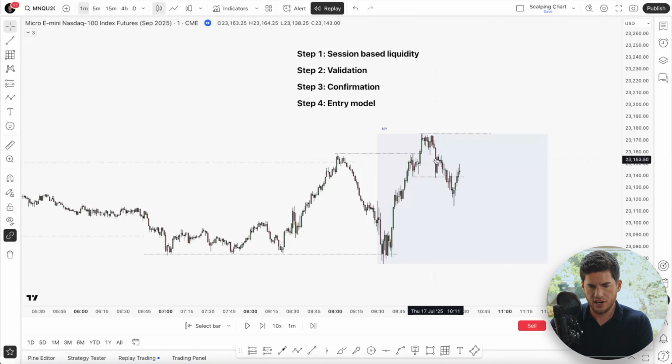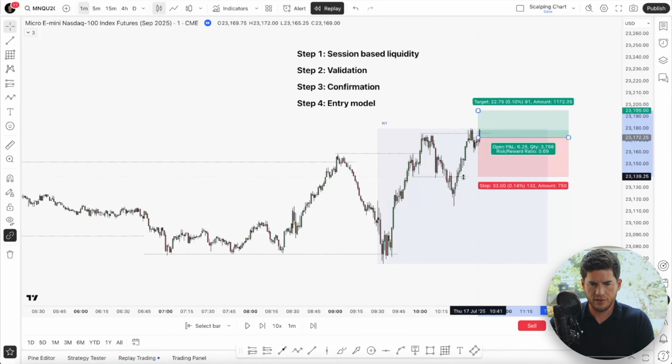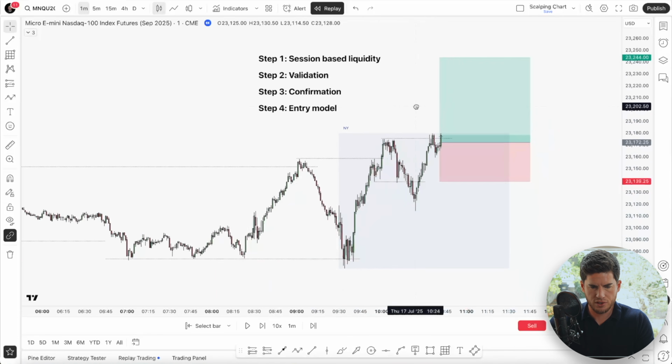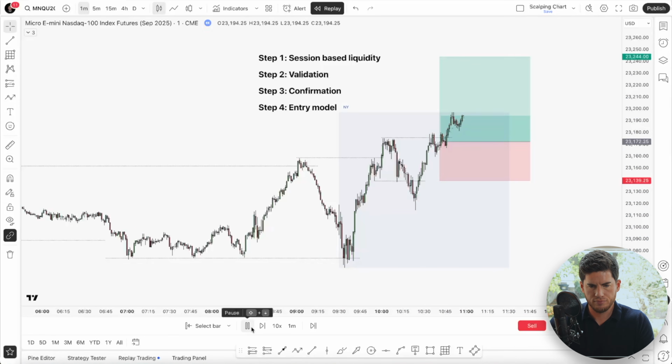You can take entries in this area, but it does run more risk. I like to see 2 higher highs to give me full confirmation. And as soon as price breaks above that high, that's when I'm entering the market. Give your stops a good breathing space, around 30 points minimum. And then this was a 2-to-1 position, and we'll play this forwards. You can see it goes and takes the highs.